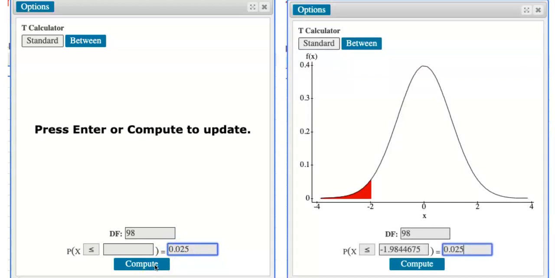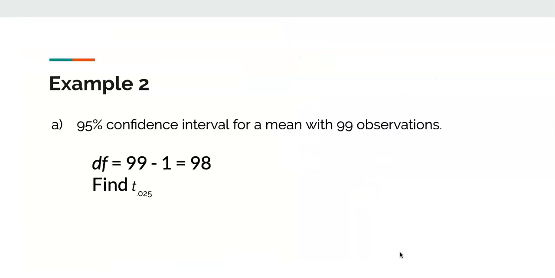So what's the t-value? The t-value is going to be negative 1.98. So that's the t-value that I'm going to use. And remember, for the margin of error, you're adding or subtracting, so it doesn't matter whether the t-value comes out positive or negative. Maybe on your homework, you just want to get rid of the negative sign and give them 1.98. That's the t-value.